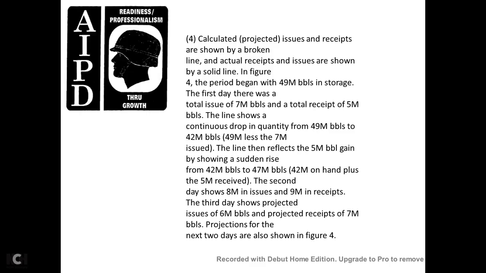The line then reflects the 5,000 barrels received, showing a sudden rise from 42,000 barrels to 47,000 barrels, that is, 42,000 on hand plus 5,000 received. The second day shows 8,000 barrels issued with 9,000 barrels received. The third day shows the projected issue of 6,000 barrels with the projected receipt of 7,000 barrels, and the projection for the next 2 days is shown in Figure 4.